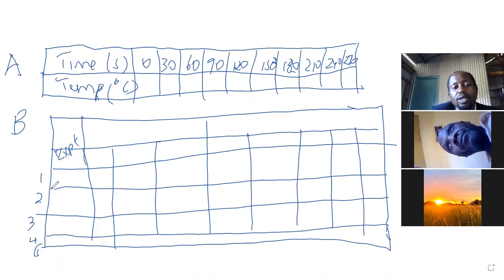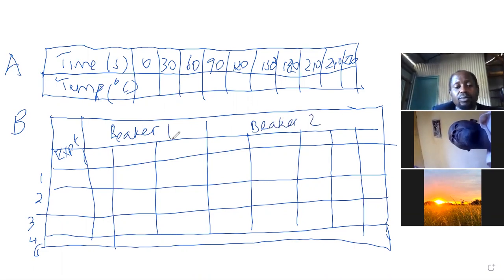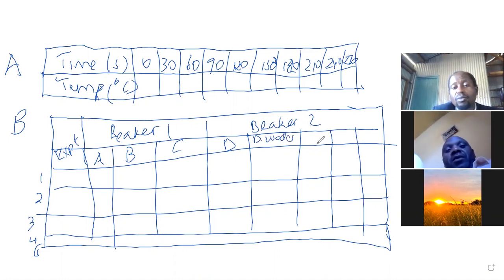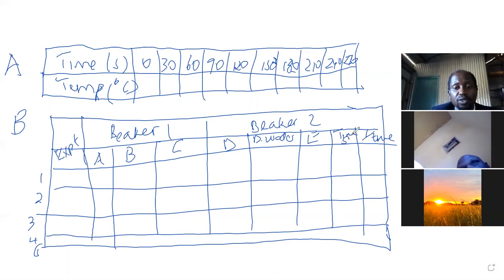Then we have beaker 1 and beaker 2. Maybe this is a solution A, solution B, solution C, solution D, and then distilled water. Then solution E, then time, and 1 over time. Time in seconds and 1 over time.